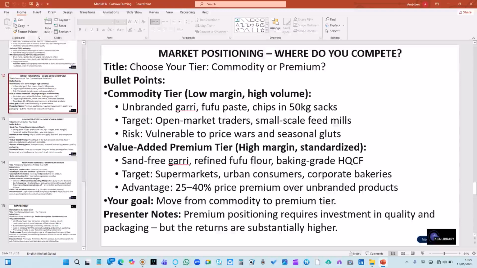Then for the high value added premium tier, which is characterized by high margin and standardized products, it includes sand-free garri, refined fufu flour, and baking grade high quality cassava flour. Your target should be supermarkets, urban consumers, and corporate bakeries. The advantage ranges between 25 to 40% price premium over unbranded prices. Your goal is to move from commodity to premium tier. Note, premium position requires investment in quality and packaging, but the returns are substantially higher.